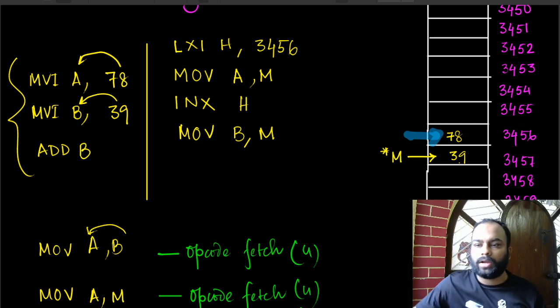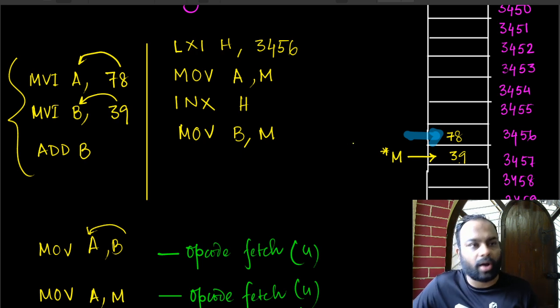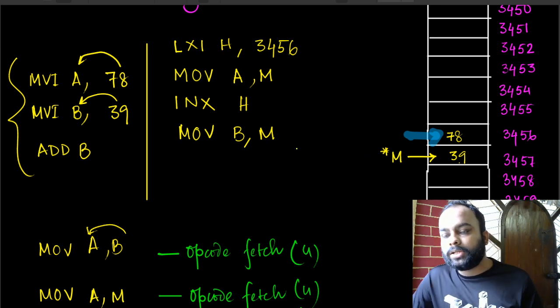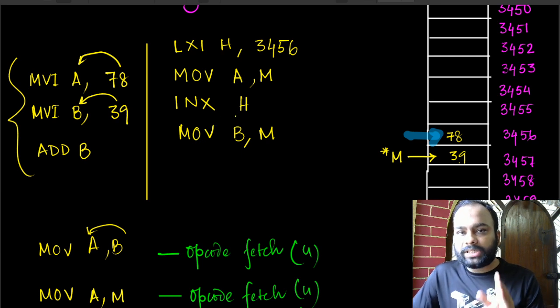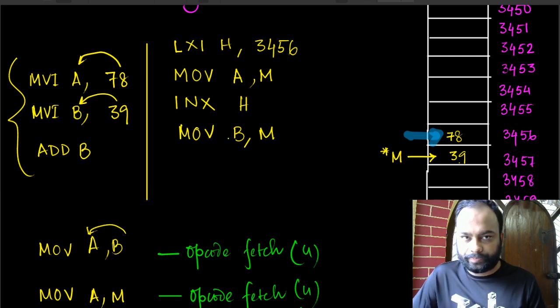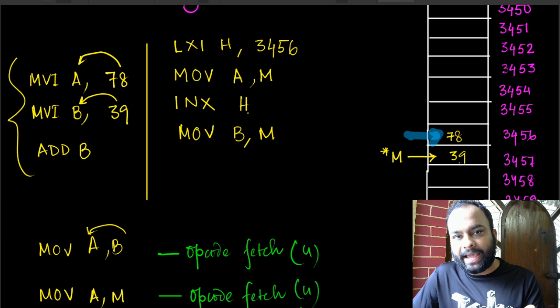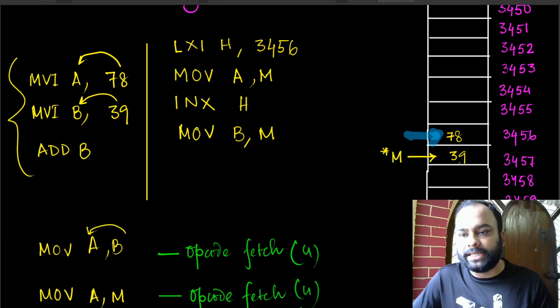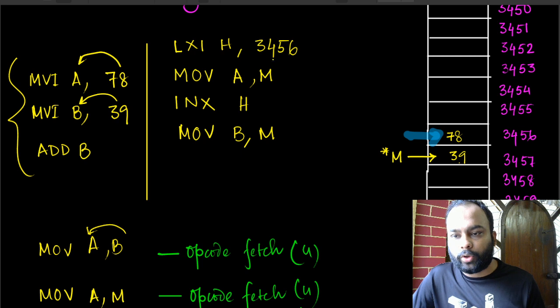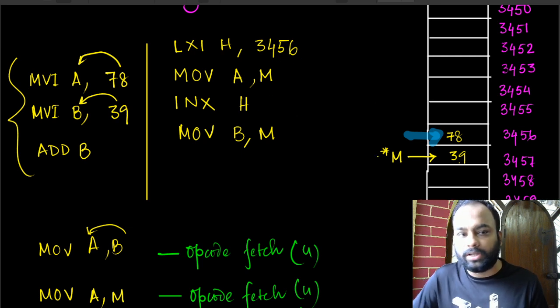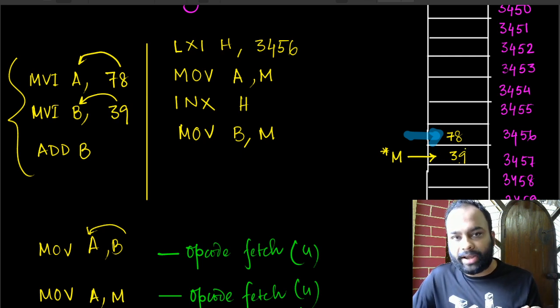All right, so let's go back to our discussion. As we were talking, we use the HL register pair as the memory pointer, right? Right now, after incrementing the HL register pair's value, it is 3457. It was originally 3456, now it is 3457. So the memory pointer is now pointing to the data stored in memory location 3457, right?